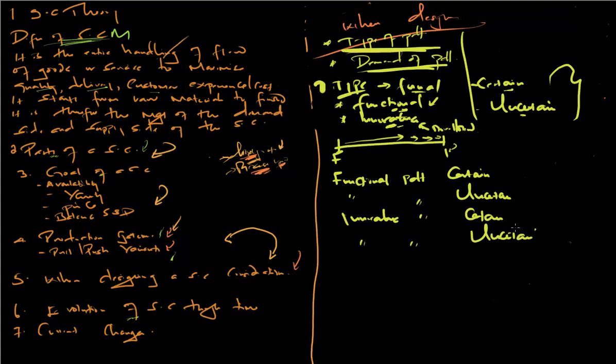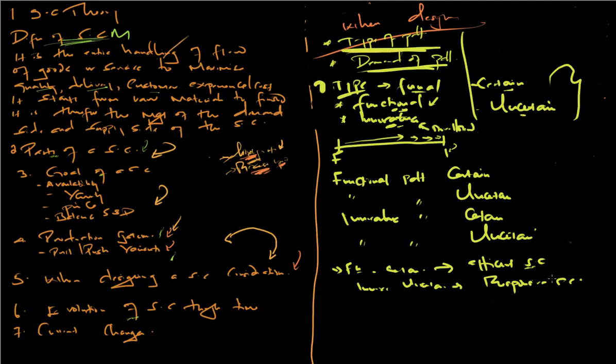Now the decision rule is, if you have a functional product whose demand is certain, you are designing an efficient supply chain. This is the supply chain design option that you will need to use. If the product is innovative and demand is uncertain, then you are creating what you call a responsive supply chain.